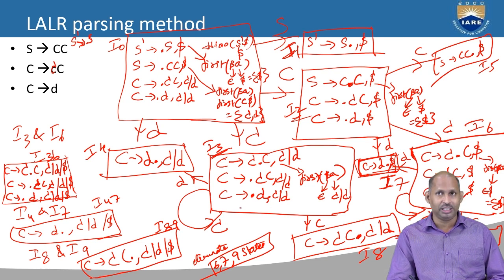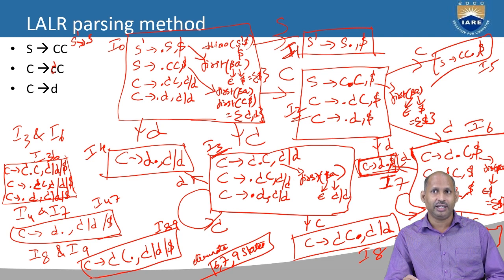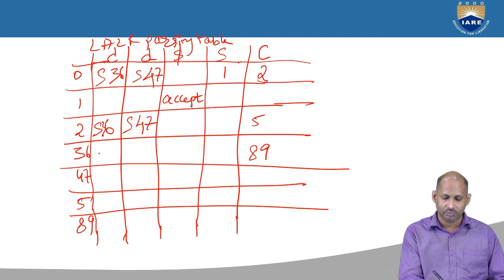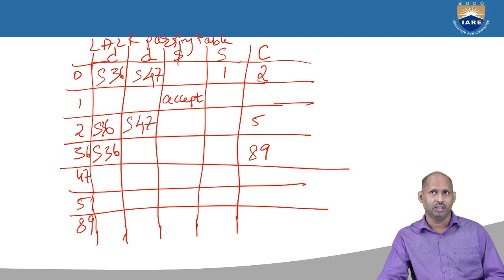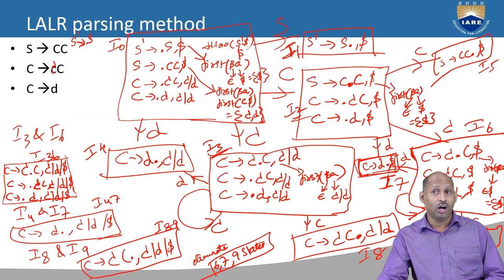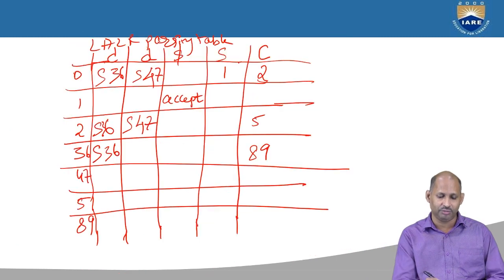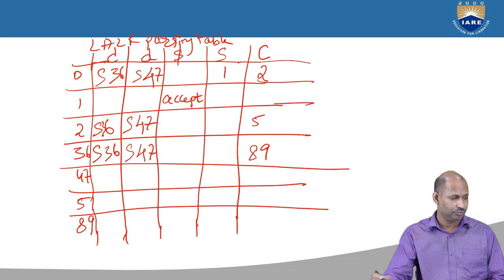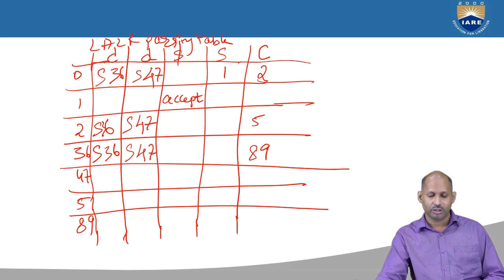Here, I3 on terminal C is going to the same group. Right? So simply we write it as shift 3, 6. Then I3 on D is going to I4. I4 means I47, a terminal, so S 47.